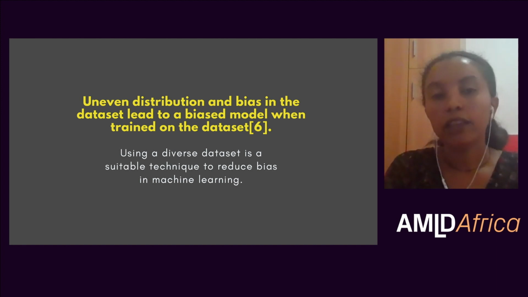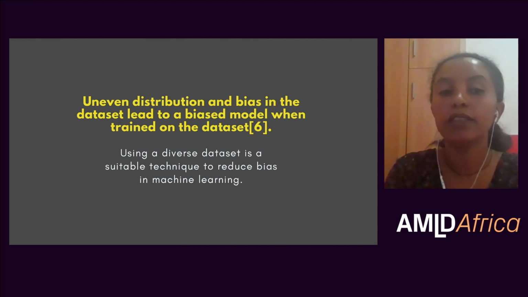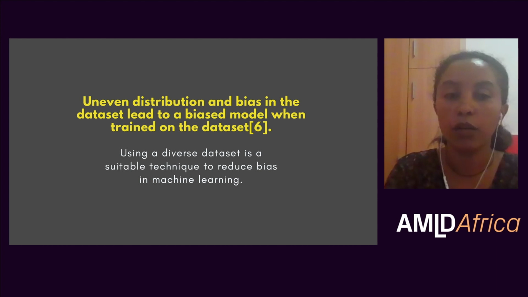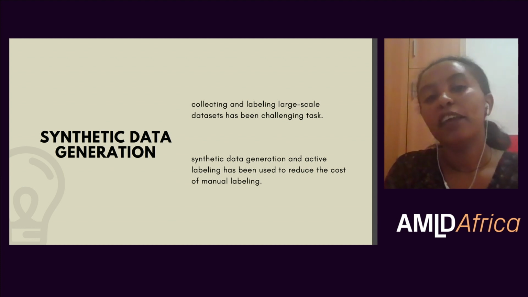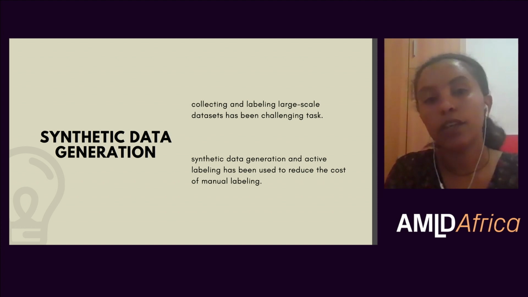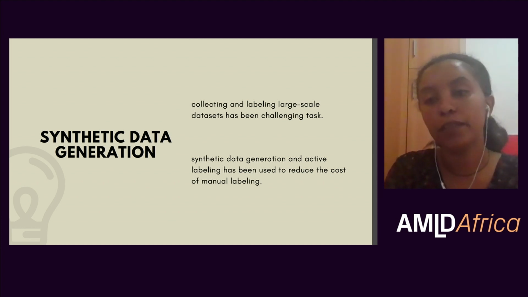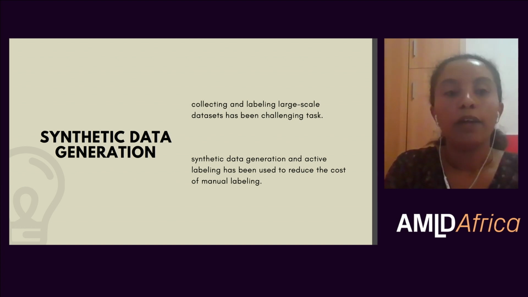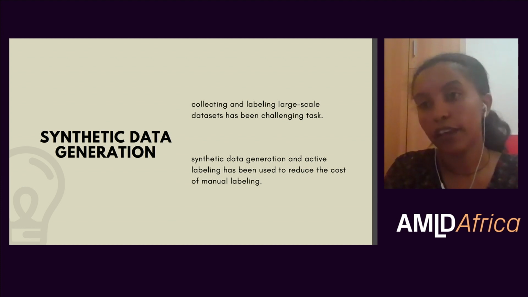A suitable technique to reduce the bias in machine learning and artificial intelligence systems is clearly using a diverse dataset, which is well distributed across all demographic groups. Again, collecting and labeling large-scale datasets poses another challenge. But to deal with this challenge, synthetic data generation and active labeling have been used. And this method actually reduces the cost of manual data collection and labeling.